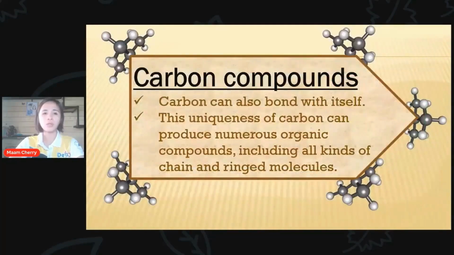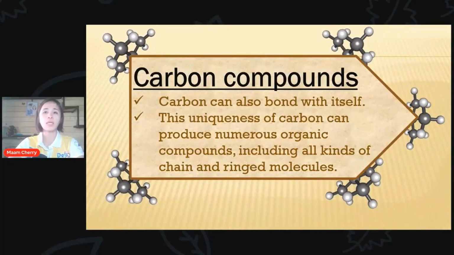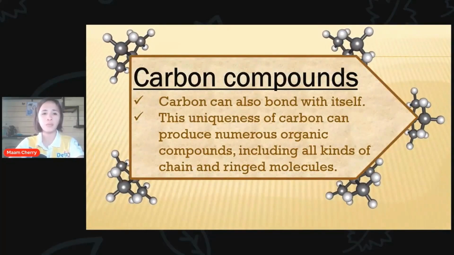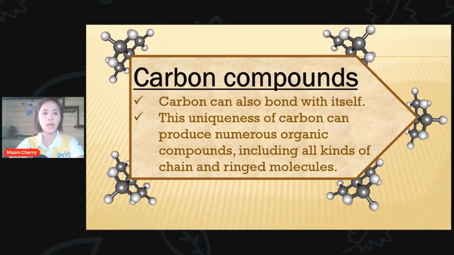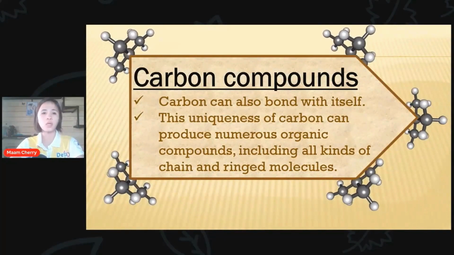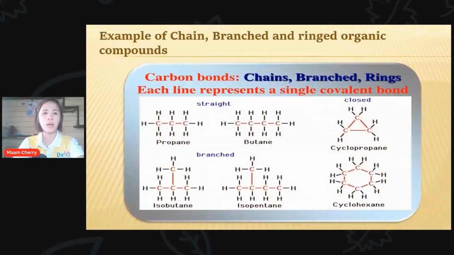Carbon compounds also can bond with itself. So, pwede din po siya magbond with itself. So, makikita natin mamaya yan sa mga example. This uniqueness of carbon can produce numerous organic compounds including all kinds of chain and ring molecules. So, ito yung may mga example ako dito ng mga ring molecules, branch compounds na na-form na meron pong carbon. May elements na carbon like, makikita nyo sa screen, propane.